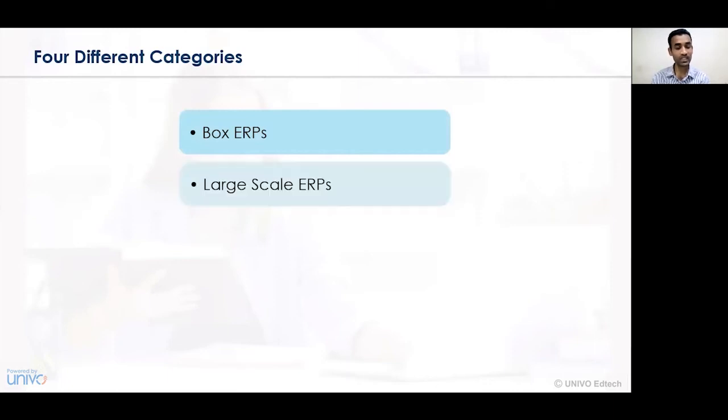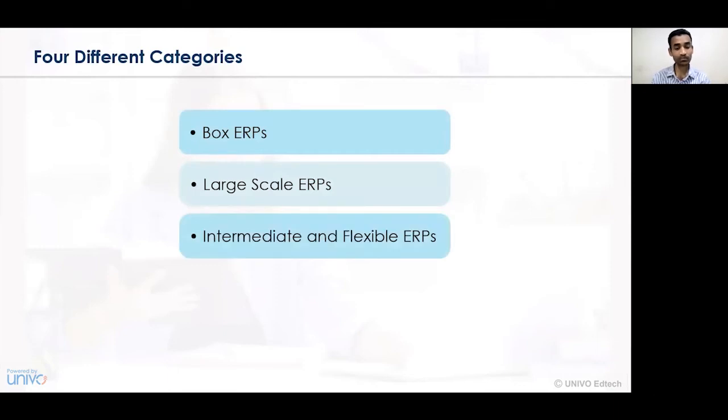systematic way. Now let's understand what are the four different categories in terms of an ERP. The first category is the box ERP. The second category is the large scale ERP. The third category is the intermediate and the flexible ERP. And the fourth category is the industry specific ERP. So from those different perspectives, the various categories of the ERPs have been divided, or classified, as box, large scale, intermediate and flexible, and industry specific.